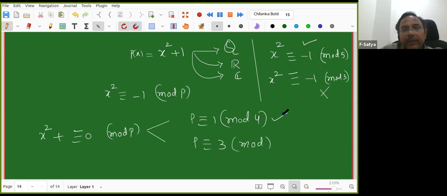If it is this one, then it has a solution, right? If it is this, it does not have a solution. You see the beauty? I need not substitute and check. I simply check p. I divide it by 4. If the remainder is 1, yes, it has a solution. If it is 3, yes.